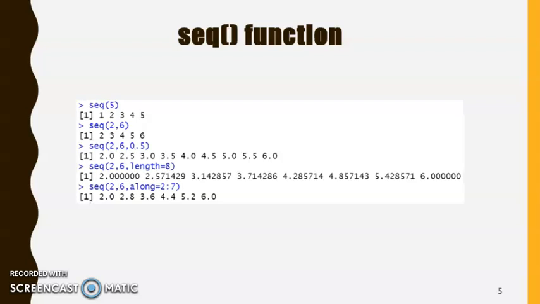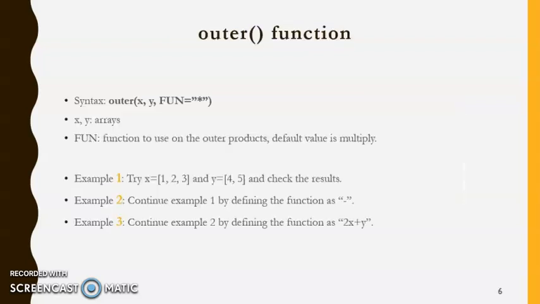Unlike the previous function, sec, which was very simple and straightforward, this one needs discussion, so we are going to do some practice together in our studio. But for now, have the syntax in your mind: outer, x, y, and the function goes over there, and you can speculate that between x, y, and function something happens.